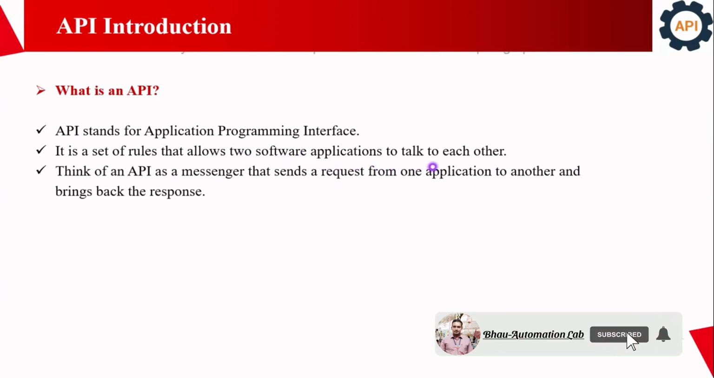What is meant by API? It's a set of rules that allow two software applications to talk to each other. Think of an API as a messenger that sends a request from one application to another application and brings back the response to the user. Okay, simple. So this is called an API.